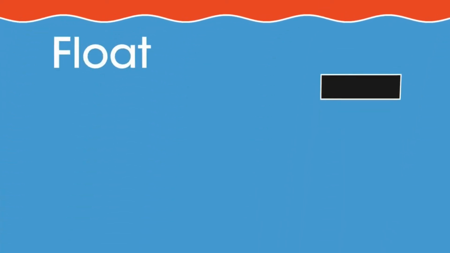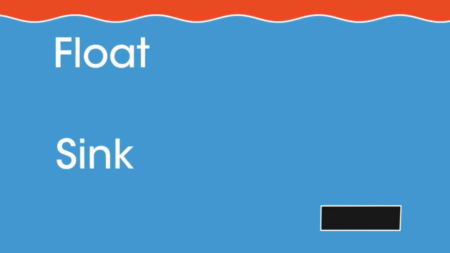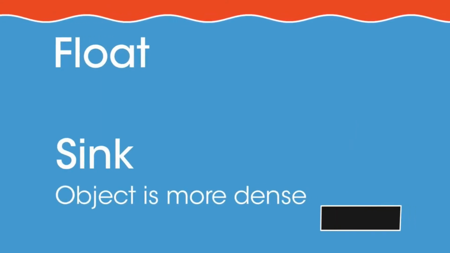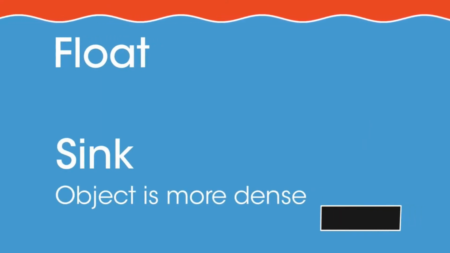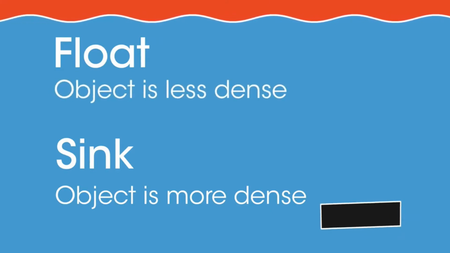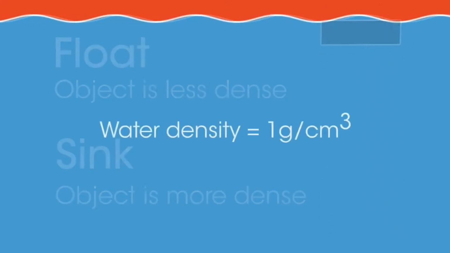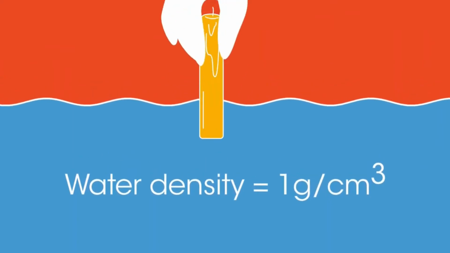We can use density to predict whether an object will float or sink when it's placed in a liquid. If the object is more dense than the liquid, it will sink. If the object is less dense than the liquid, it will float. Water has a density of 1 gram per cubic centimeter.